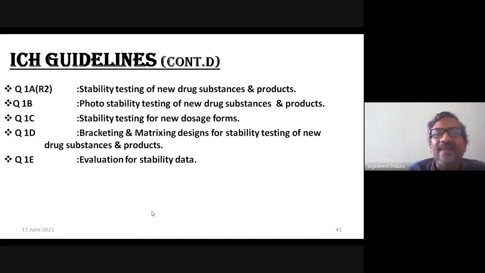So 1D is bracketing and matrixing design for the stability testing of new drug products and substances. What is this bracketing and matrixing? Say, for example, you are selling your product in 100 mg, 150 mg, 200 mg, 250 mg, 300 mg, like that in 50 increments. Say, for example, you have 100, 200, 300, 400, four dose tablets present.